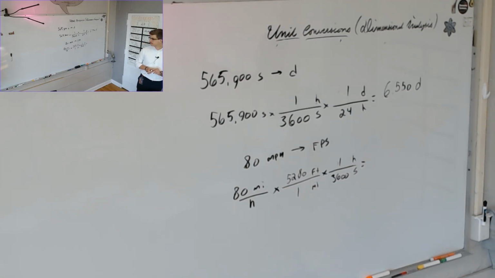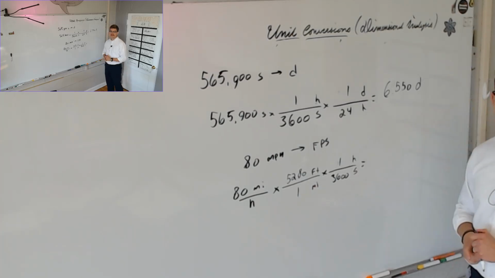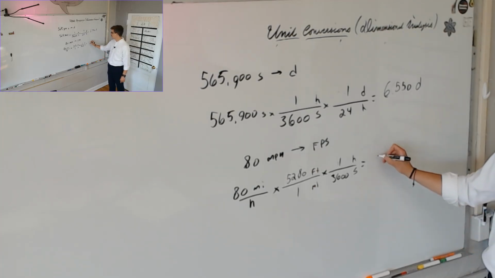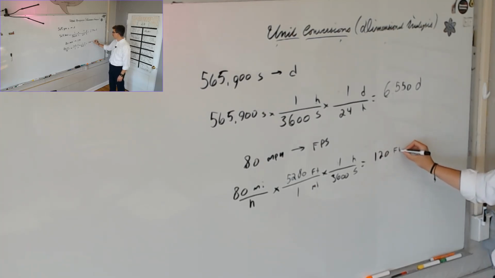5,280 times. Do your work. And then divide that by 3,600. 117 and a third, right? 117. So for this, we're going to put 120 feet per second.